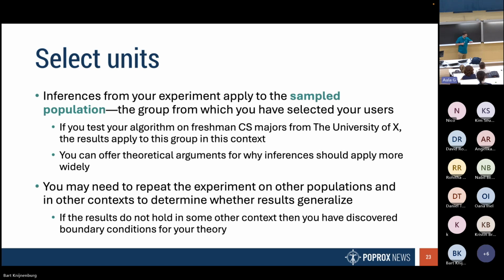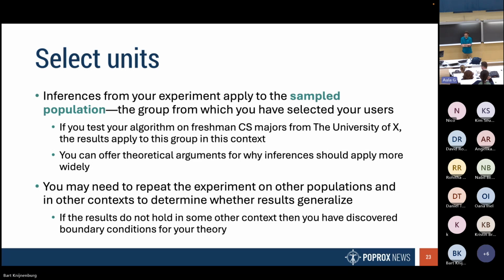So, selecting units. How do you select your units? Strictly speaking, the results of your test will apply to the sampled population. So if you do a study in early November on news in the US, your results will apply in the US during election periods. Will they apply in Canada? I don't know, probably not. So keep that in mind.